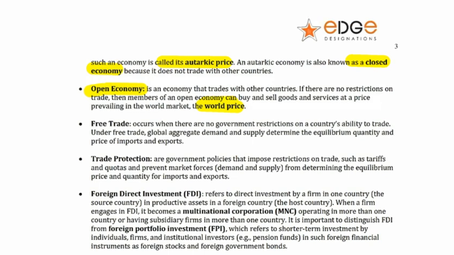Free trade. What is free trade? When there are no government restrictions on a country's ability to trade. You don't find that often. Obviously, there are certain restrictions and duties and things like that, trade protection that protects a certain country's imports and exports, things like tariffs, quotas, etc.